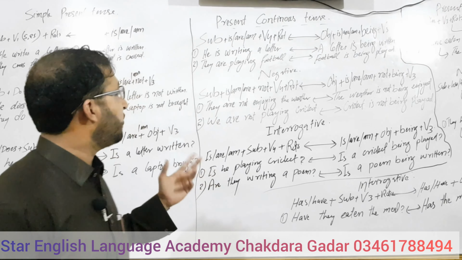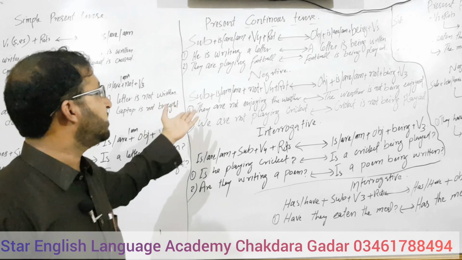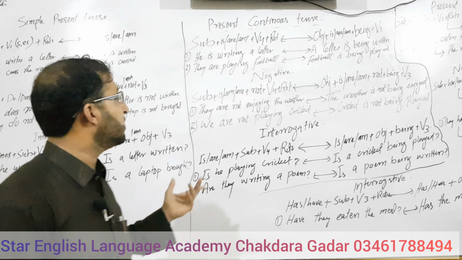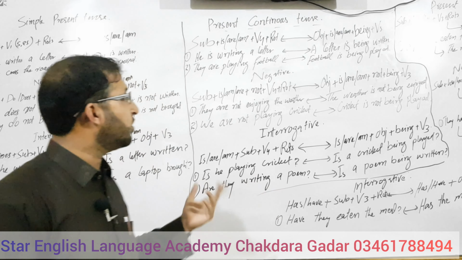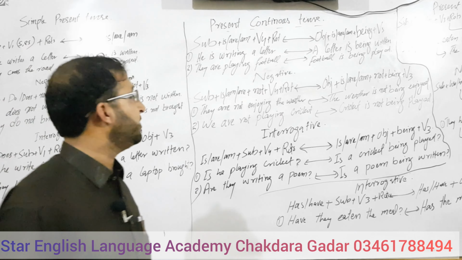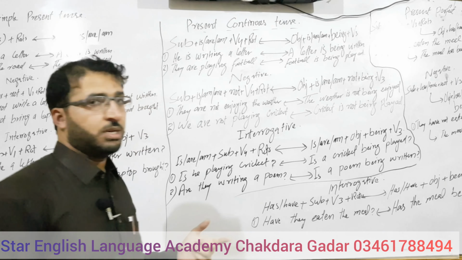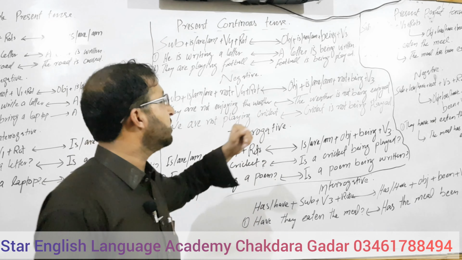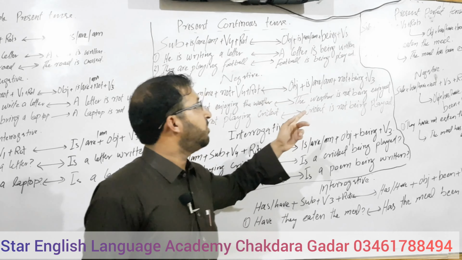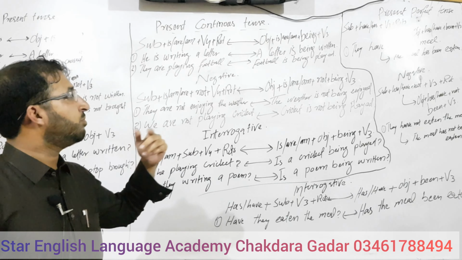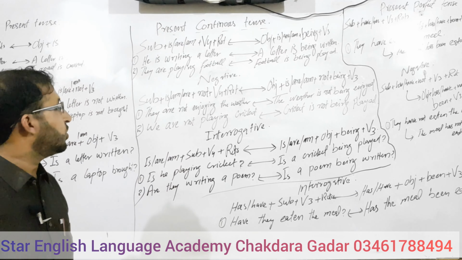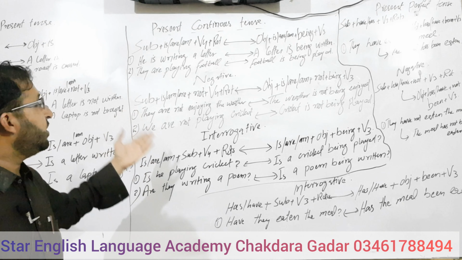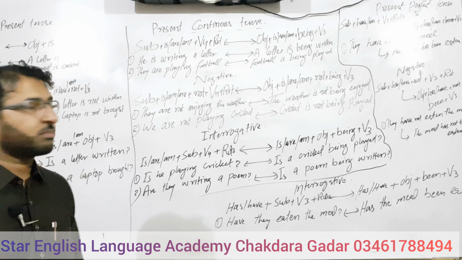Structure of affirmative sentences is like this: subject, then be verb plus fourth form of the verb means verb plus ing and plus rest of the sentence. So its passive structure is like this: object, then is or am plus being and plus third form of the verb. So example is he is writing a letter.